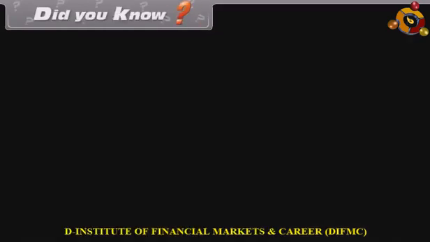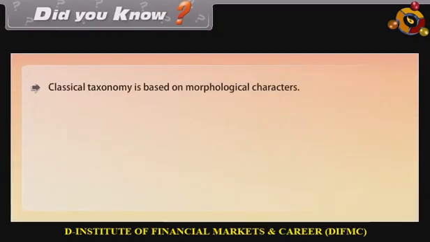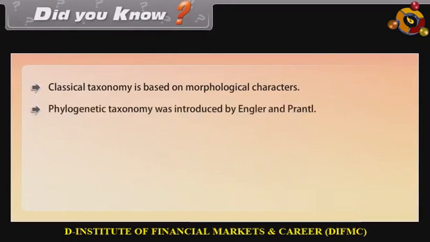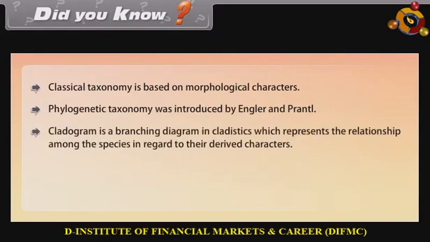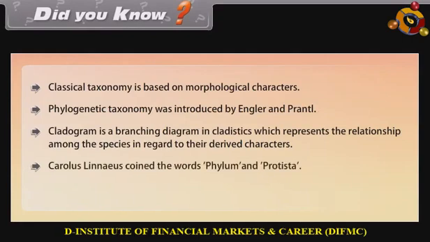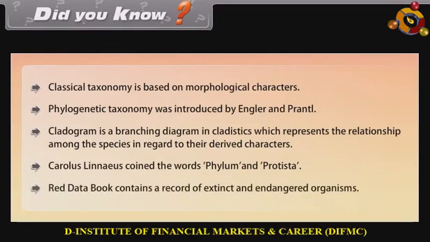Did you know? Classical taxonomy is based on morphological characters. Phylogenetic taxonomy was introduced by Engler and Prantl. A cladogram is a branching diagram in cladistics which represents the relationship among the species in regard to their derived characters. Carolus Linnaeus coined the words phylum and protista. The Red Data Book contains a record of extinct and endangered organisms.